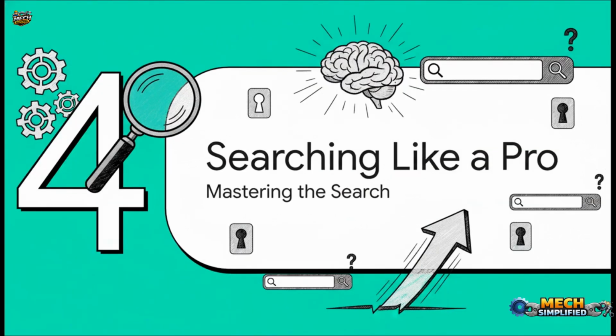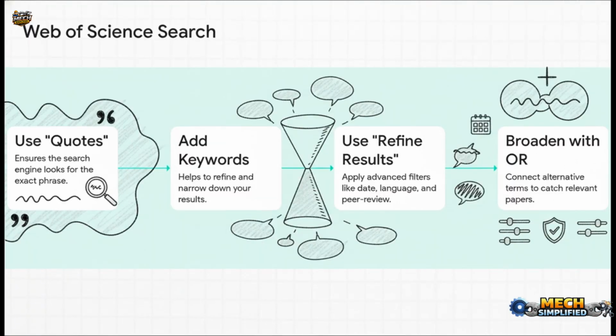You know, having the tools is one thing. Knowing how to use them is something else entirely. Just typing a few words into the search bar, well, that's not going to cut it. To get the results you really want, you need to search like a pro. The key here is to be systematic, not just random. Let's walk through a professional search process using Web of Science.